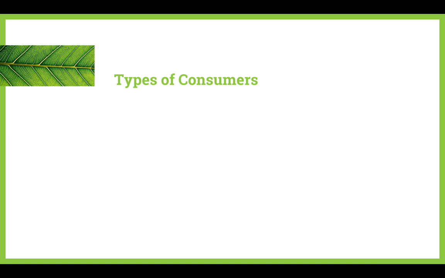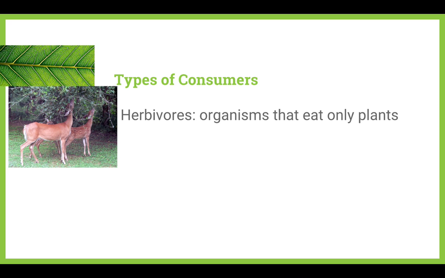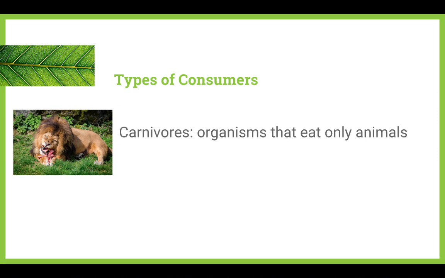Now, there are a few types of consumers we want to distinguish between. We called all consumers heterotrophs, so let's add some nuance here. You've probably heard some of these words before, but let's get a good review. The first is an herbivore. This is an organism that eats only plants. It does not eat anything else, just plants. So kind of like the deer. The second is a carnivore. It is an organism that eats only animals, like a lion.